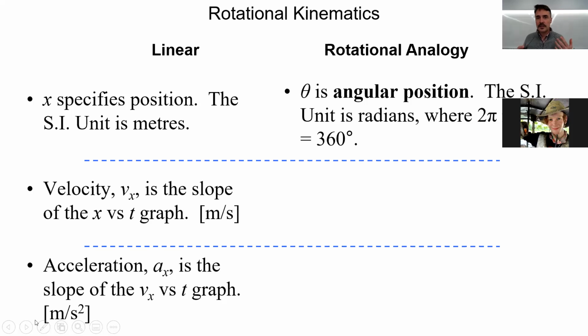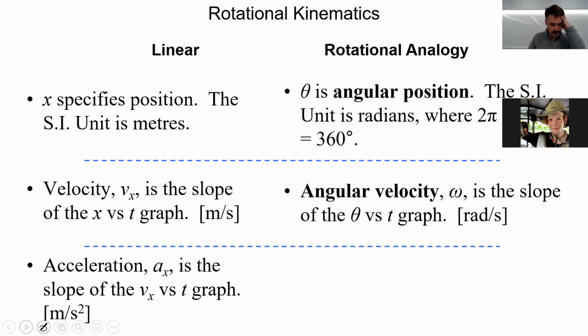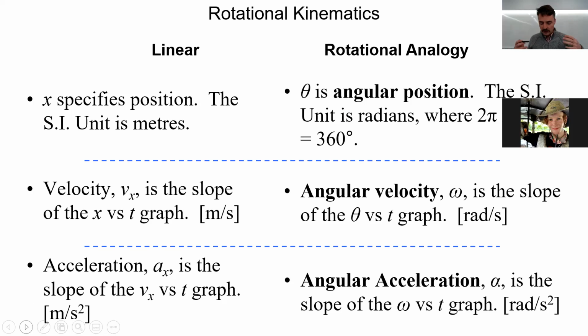So similarly, the rotational analogy here is that theta is angular position, measured in radians. Angular velocity omega is the slope of the theta versus t graph. So it's coming out in radians per second. And the angular acceleration alpha is the slope of the omega versus t graph. So it's coming out in radians per second squared. So this is all to do with trying to describe things which can actually rotate, okay, because it's important. A lot of things do rotate.